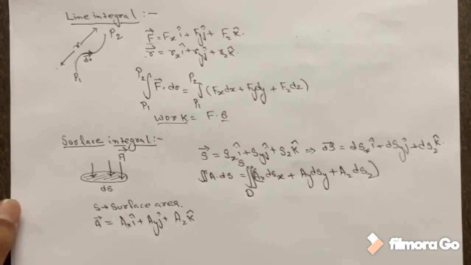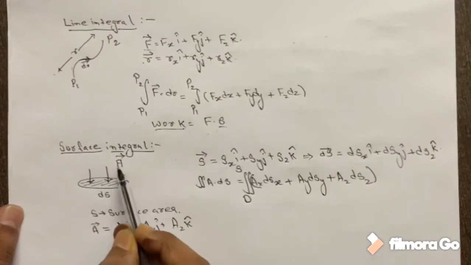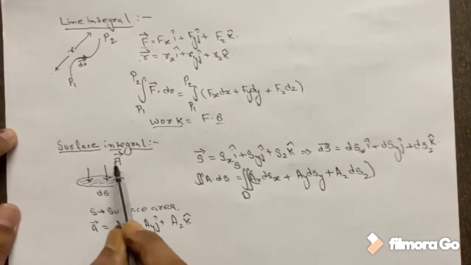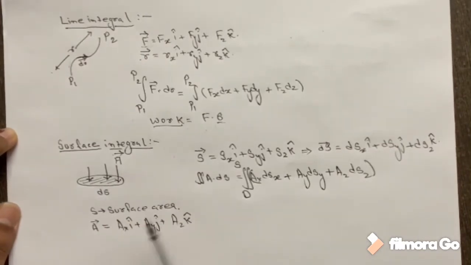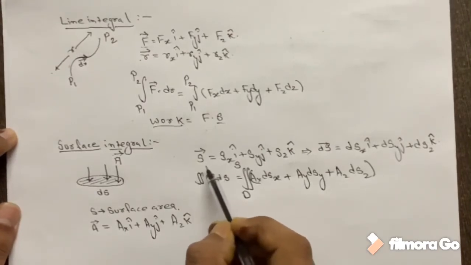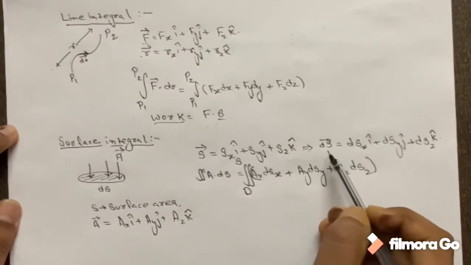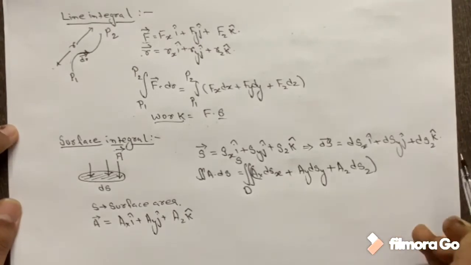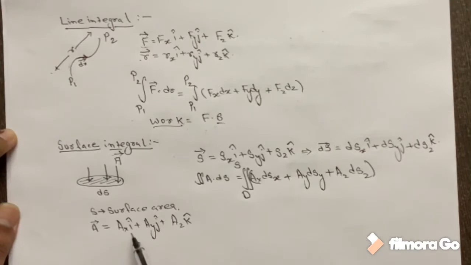Now let's talk about surface integral. The surface integral is given by a physical quantity that passes through a surface area, which gives us the surface integral of this quantity through this area. Let's suppose the surface area vector is written as sx i cap plus sy j cap plus sz k cap. So its differential form is like dsx i cap plus dsy j cap plus dsz k cap. Now the quantity a in vector notation is like ax i cap plus ay j cap plus az k cap.